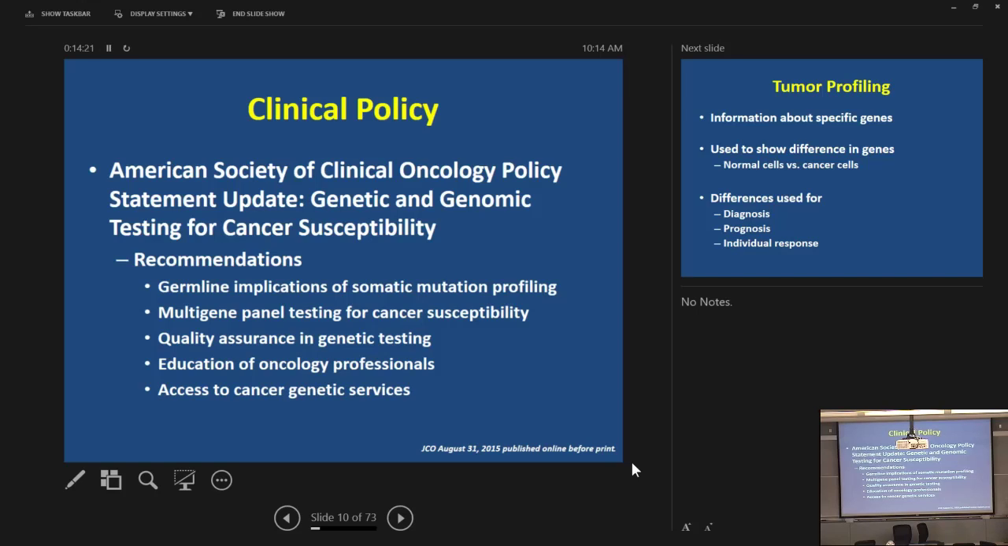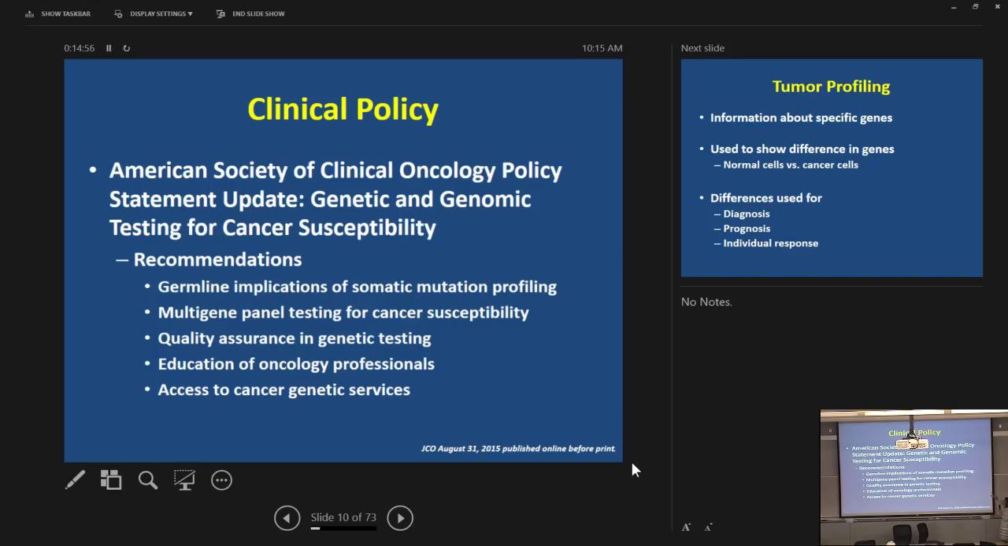With the advent of genomics becoming a bigger part in cancer care, the American Society of Clinical Oncology, or ASCO, which is kind of like the ASHP of oncology, a big, huge organization, put together a policy statement related to genetic and genomic testing for cancer susceptibility. In this policy, they came up with a couple of guideline recommendations.